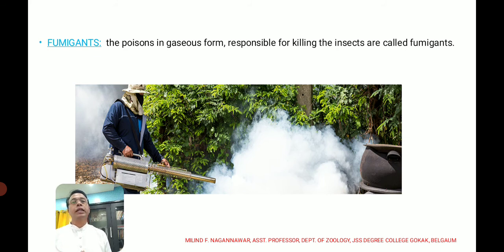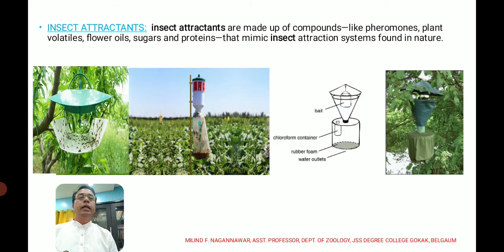Now, fumigation is another chemical method where poisonous gases are released in the agricultural field or in the godowns, which will kill the insects, and that is called fumigants. See here, the poisonous gas is released from a device, and that gas will either make the pest leave that place or kill it, is it clear? That is called fumigants. Then another one is insect attractants.